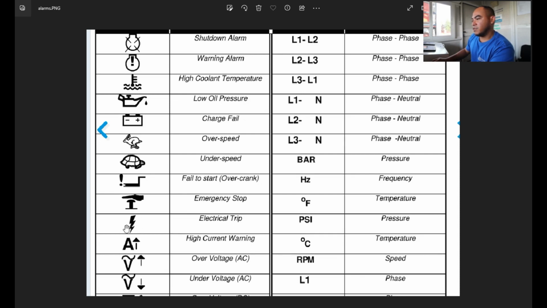If you see in the module this lightning symbol, this one is electrical trip. What are the causes of electrical trip? Some are short circuit, some are overloading, some are over current. These are the causes of your electrical trip.